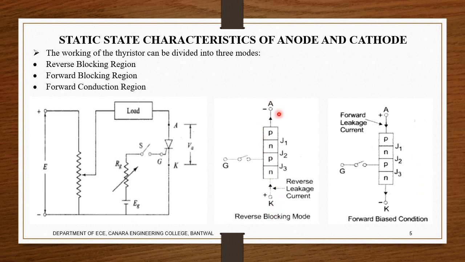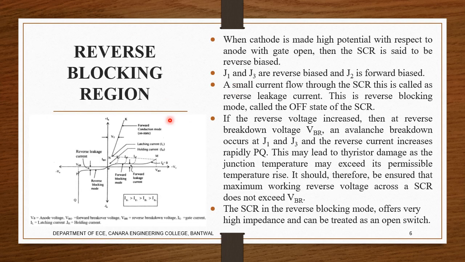When it is reverse bias, what does that mean? The anode is reverse biased, so instead of positive you give negative, and here instead of negative you give positive. That is the reverse bias condition, and this is the forward bias condition. We'll look at them one by one. You can see here the reverse leakage. This is the graph, and you have many subheadings to it.